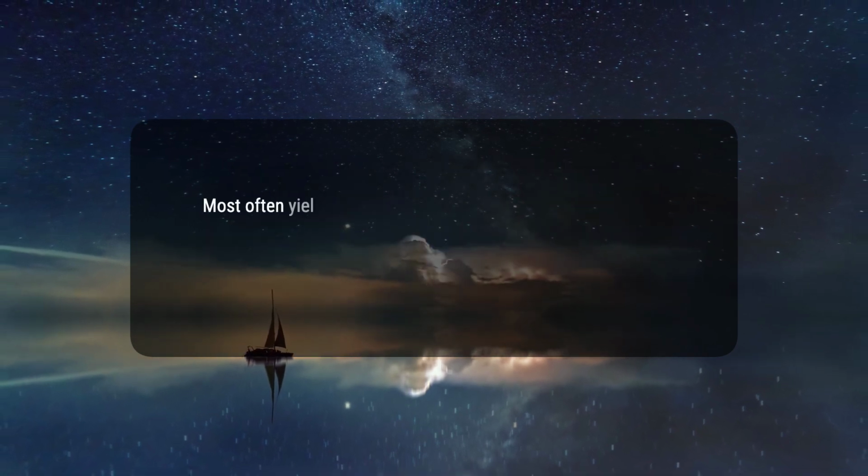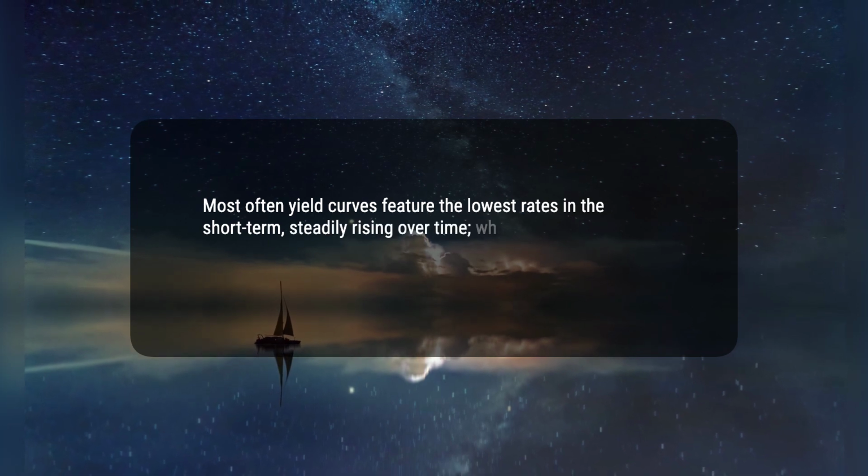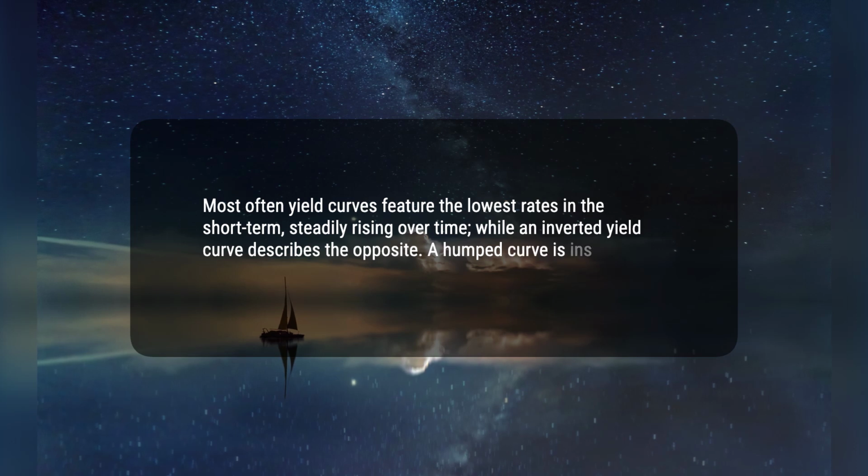3. Most often yield curves feature the lowest rates in the short term, steadily rising over time, while an inverted yield curve describes the opposite. A humped curve is instead bell-shaped.